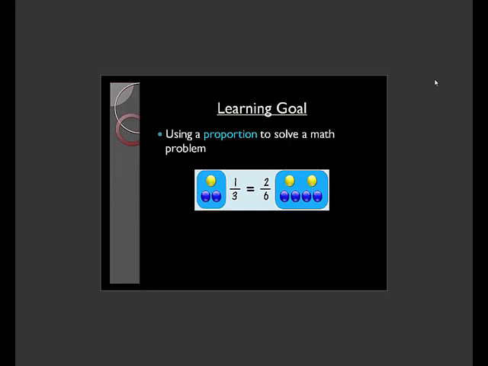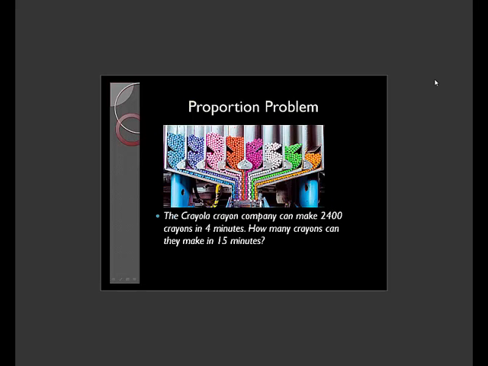The cross products will be equal to each other, and we can use that to help us solve all kinds of problems. Let's take a look at one. The Crayola Crayon Company can make 2,400 crayons in 4 minutes. How many crayons can they make in 15 minutes?